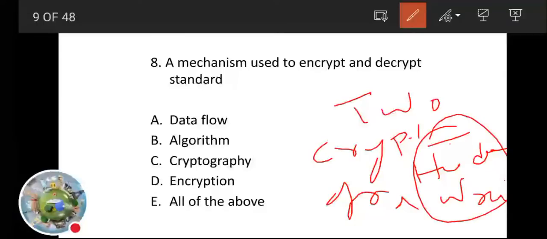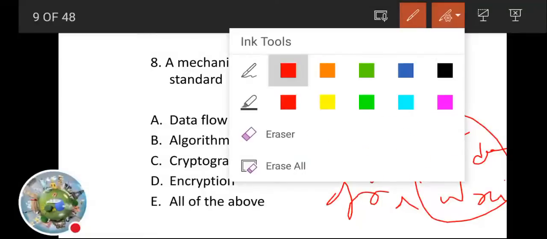So hidden means encryption. Again, when you are decrypting, that is called writing. So C is the correct answer. Cryptography.